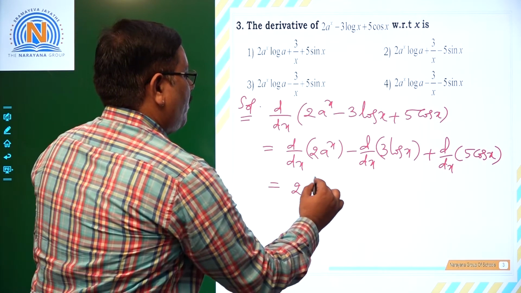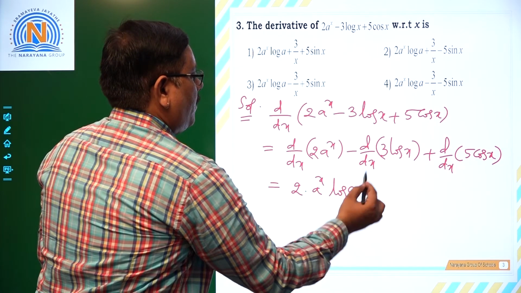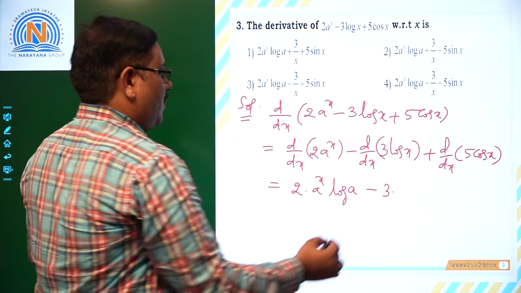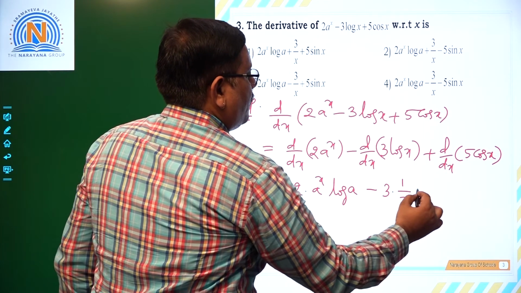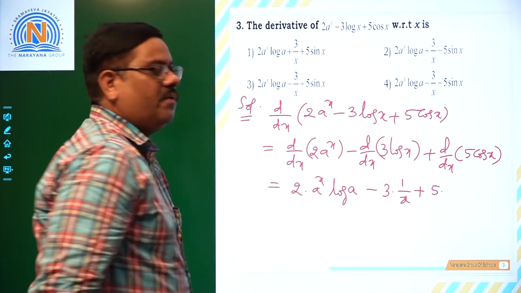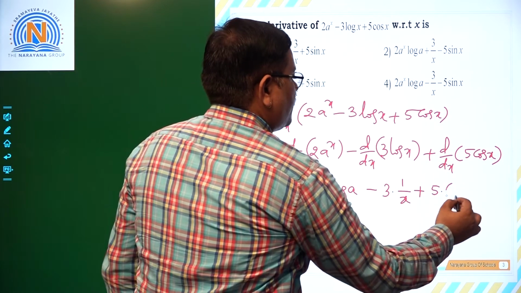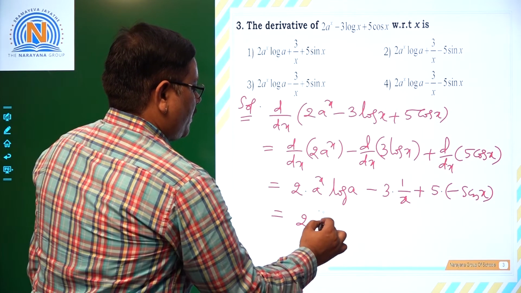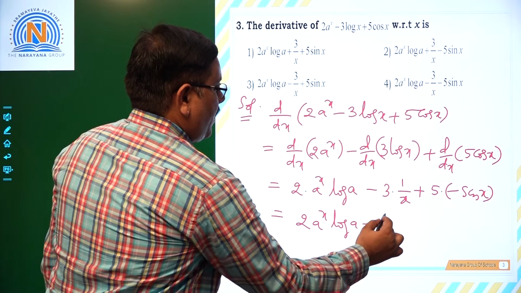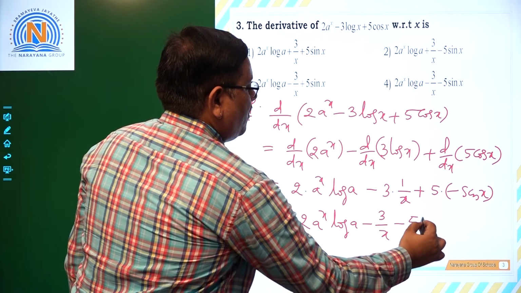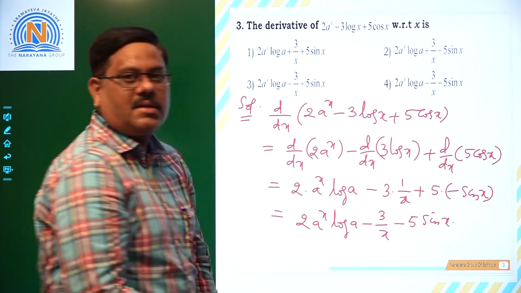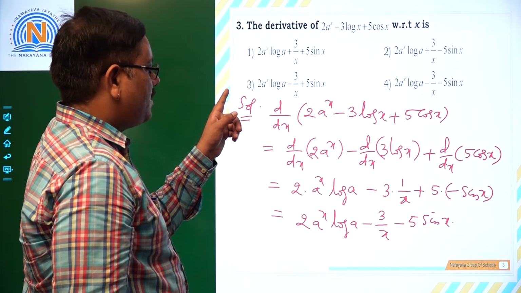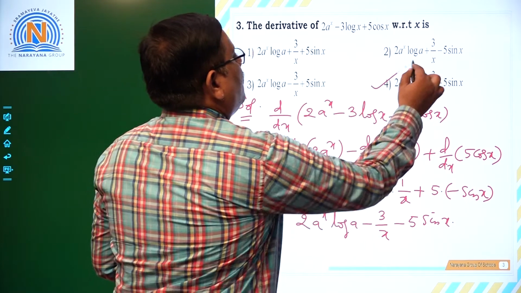What is d by dx of a power x? That is a power x times log a. Minus here 3 into d by dx of log x. d by dx of log x is given as 1 by x. Plus 5 into d by dx of cos x. d by dx of cos x is given as minus sin x. So finally you have 2a power x log a minus 3 by x minus 5 sin x. That is the answer for this, nothing but the fourth option for us.